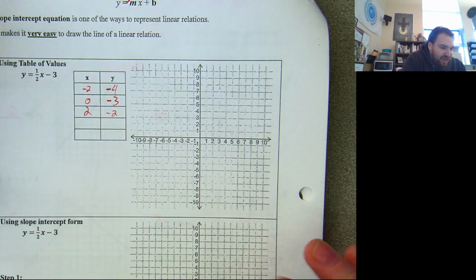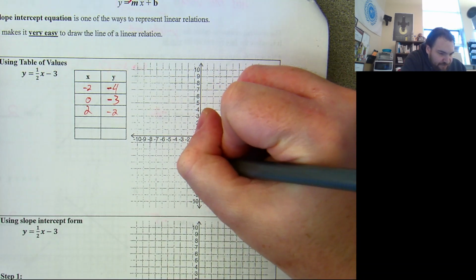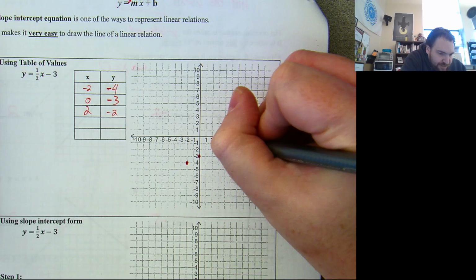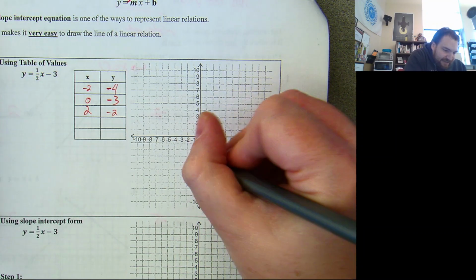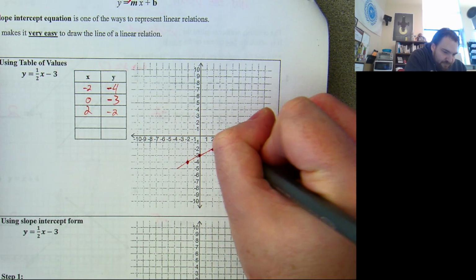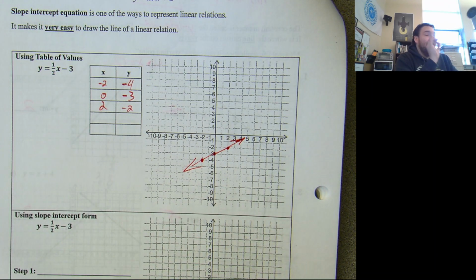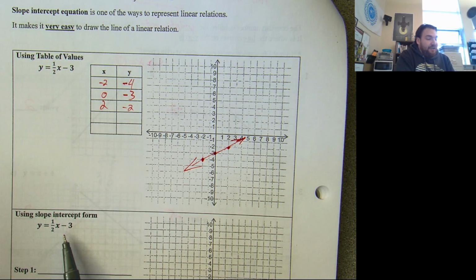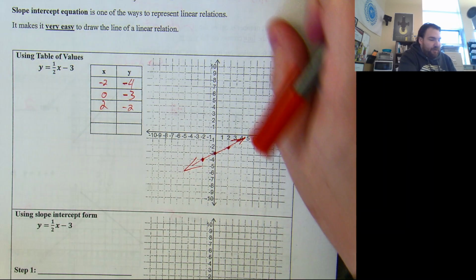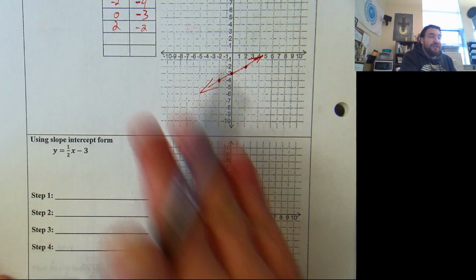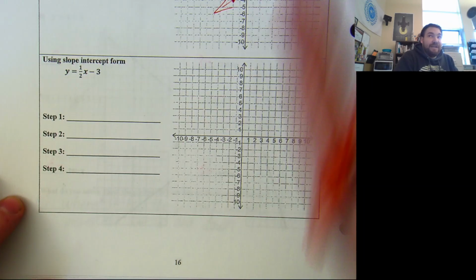Let's graph those points, shall we? -2, -4 is right there. 0, -3 is right there. 2, -2 is right there. I can connect those points. I'm going to draw my line. But now that I've been trying to convince you of the importance of these two values, we don't need to make a table of values anymore. Rather than doing a table of values, we can do this.